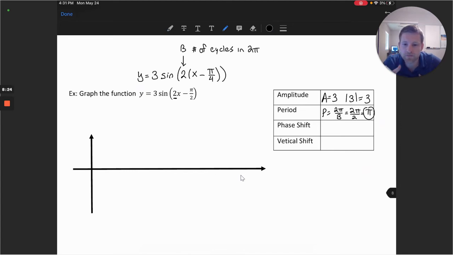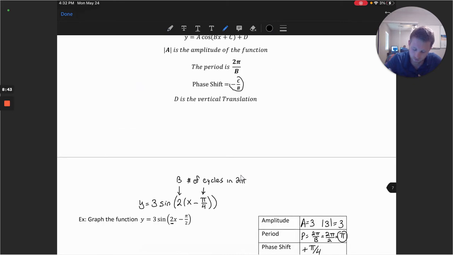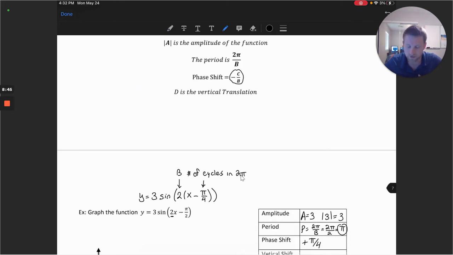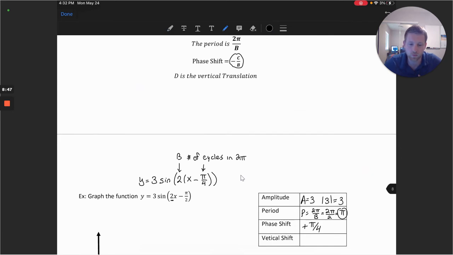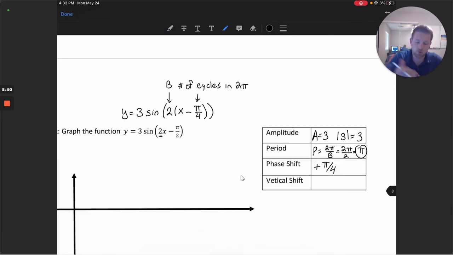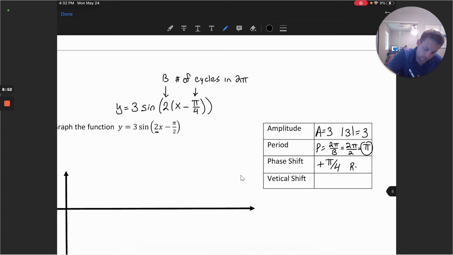The next thing is the phase shift. So the phase shift is always negative c over b. So this is our phase shift. And so we will say that this is a phase shift of positive pi over 4, because notice that the phase shift is always going to be the negative c over b, which is right now negative pi over 4. So this, in other words, would be pi over 4 to the right. We're going pi over 4 to the right.